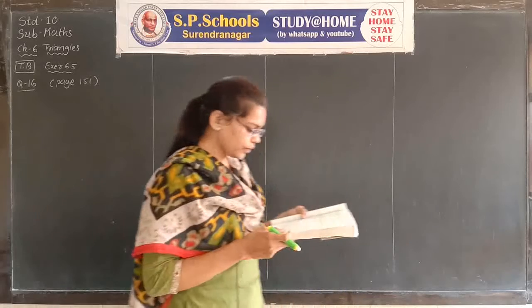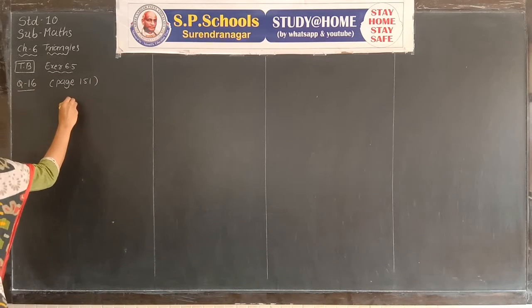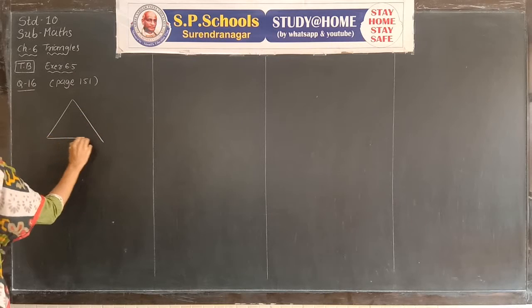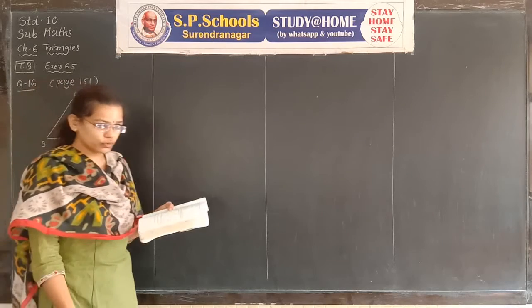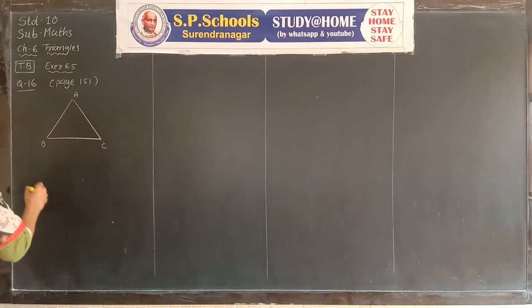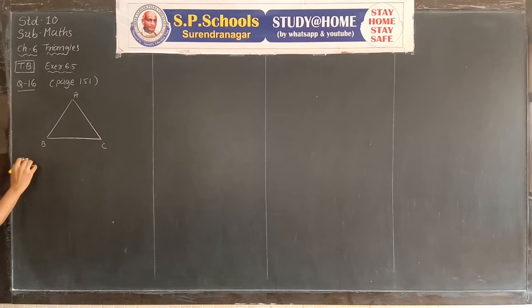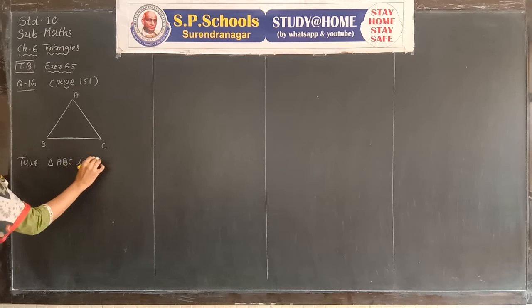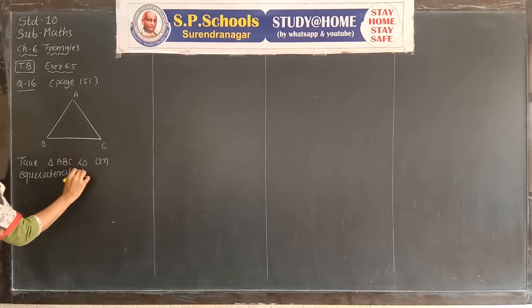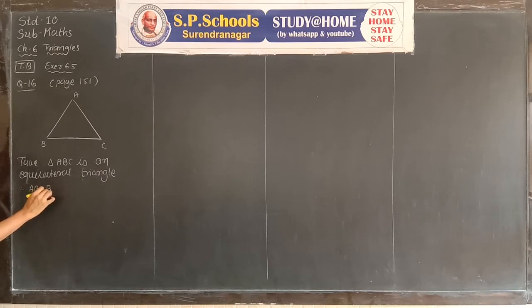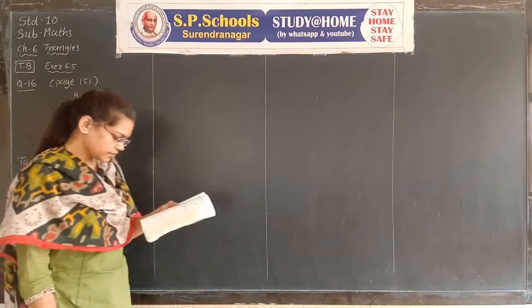First of all, we have to draw one equilateral triangle. ABC is an equilateral triangle in which all three sides are equal. Take triangle ABC as an equilateral triangle. Therefore, AB is equal to BC is equal to AC. Take all sides as x.